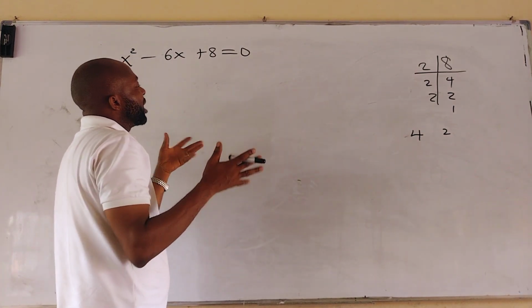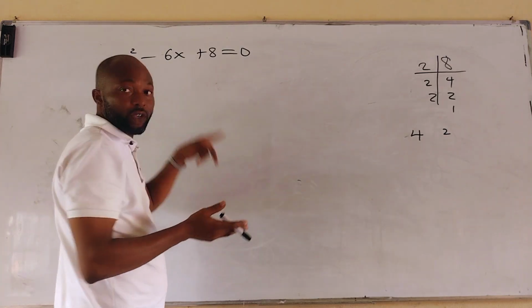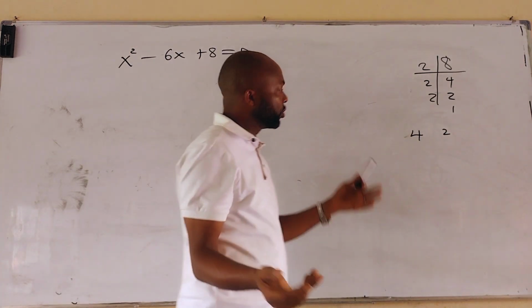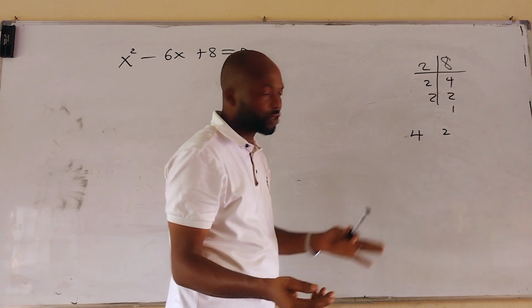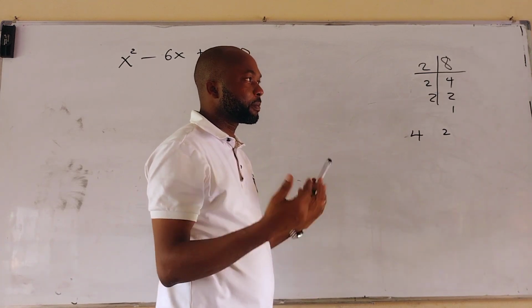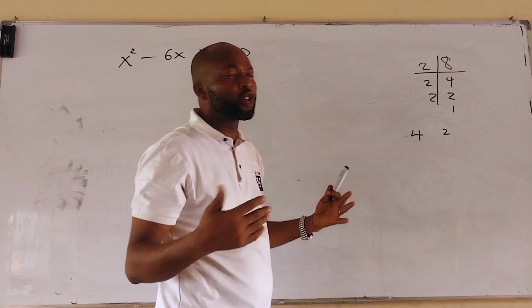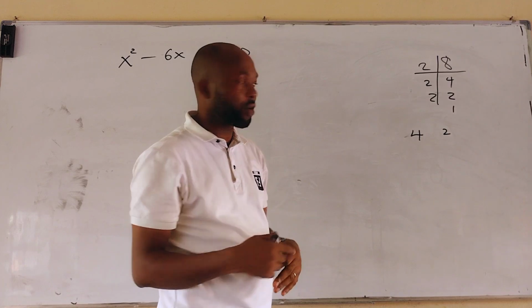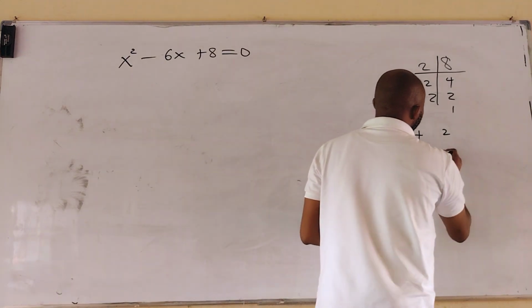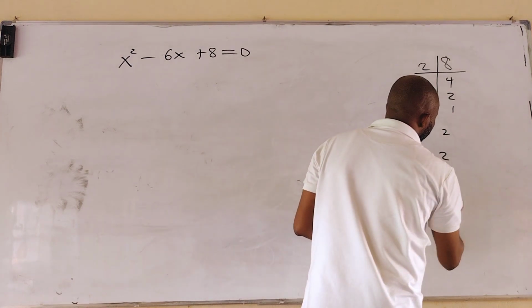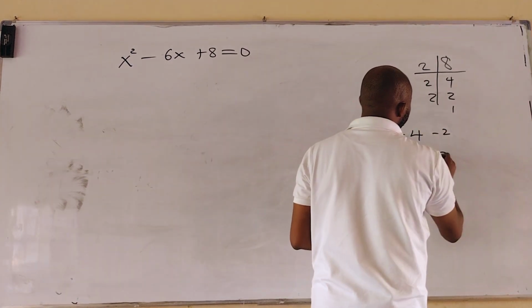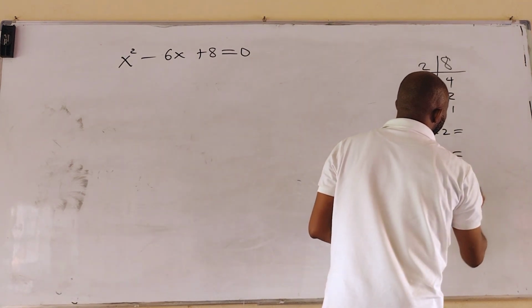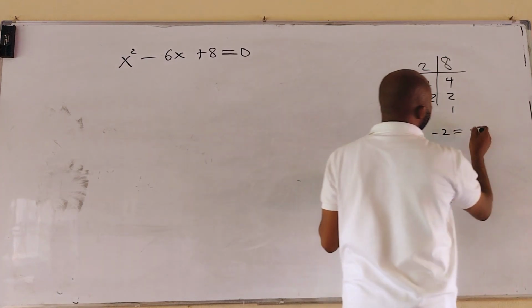So now I have to look for the best way in which I'm going to add them so that I'll have minus 6. Remember, by discretion, you know that it's minus 4, minus 2. But for the sake of not making mistakes, just do what I am doing. Sometimes overconfidence can cause a lot of errors. So we just do it this way. 4, 2. Minus, minus; minus, plus; plus, minus; plus, plus. We move on. Minus 4 minus 2 is minus 6.